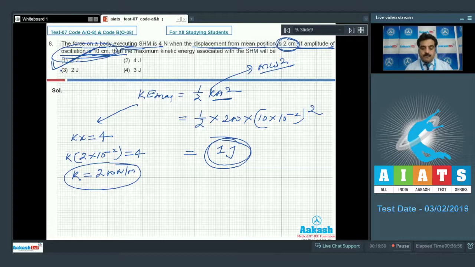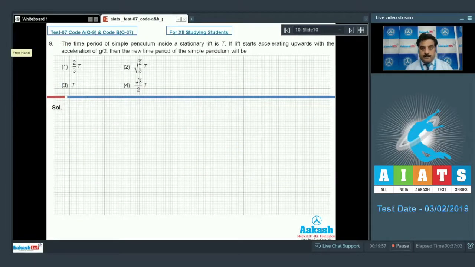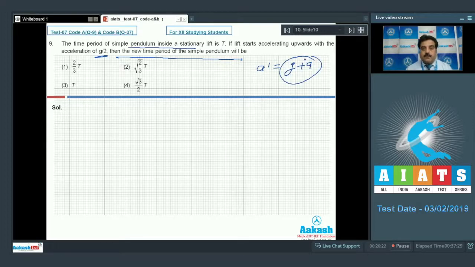So let's move on to question number 9. In the problem number 9, the time period of simple pendulum inside a stationary lift is T. Lift starts accelerating upward with the acceleration of g by 2, then find the new time period of the simple pendulum. Before going to calculate, you know very well when lift is going up with acceleration, then final acceleration will be g plus a. If lift is accelerated downward, then acceleration will be g minus a. So this fact I will use.